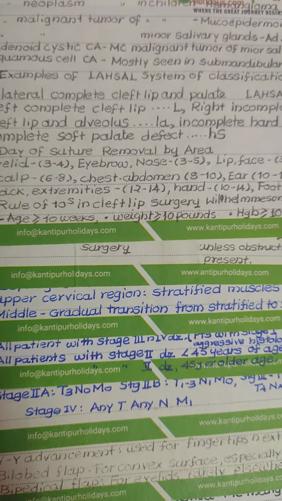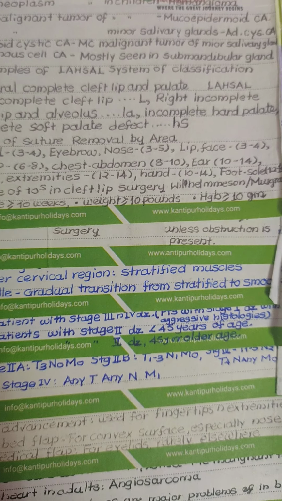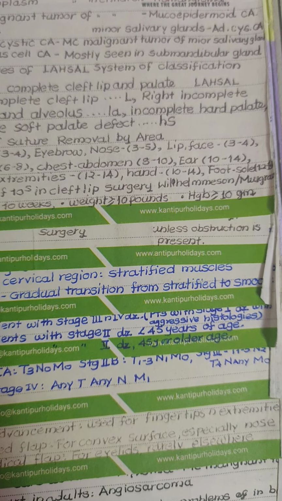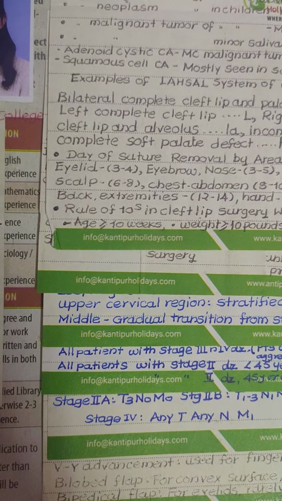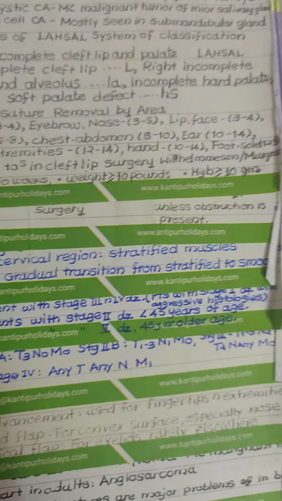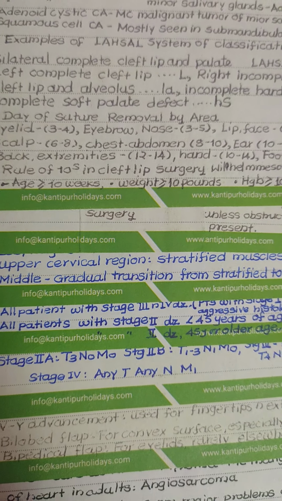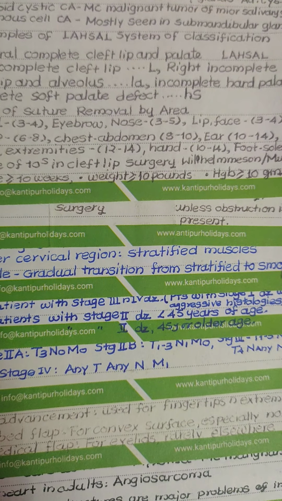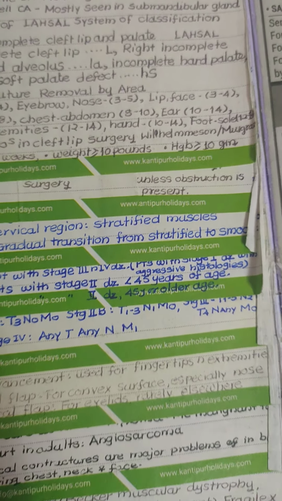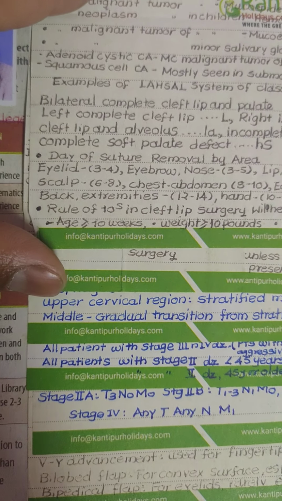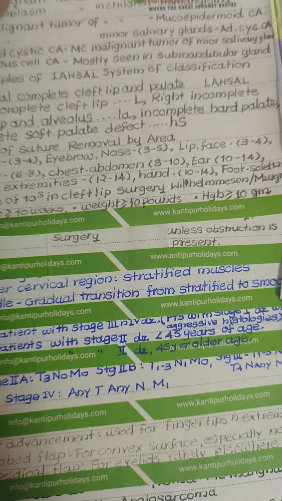Rule of 10s in cleft lip surgery, Wilson or Millard: age more than or equal to 10 weeks, weight more than or equal to 10 pounds, and hemoglobin should be more than or equal to 10 grams. Okay, this is the rule of 10 in cleft lip surgery.